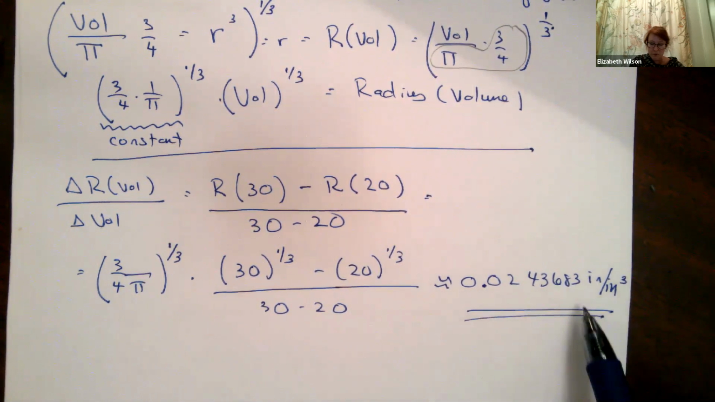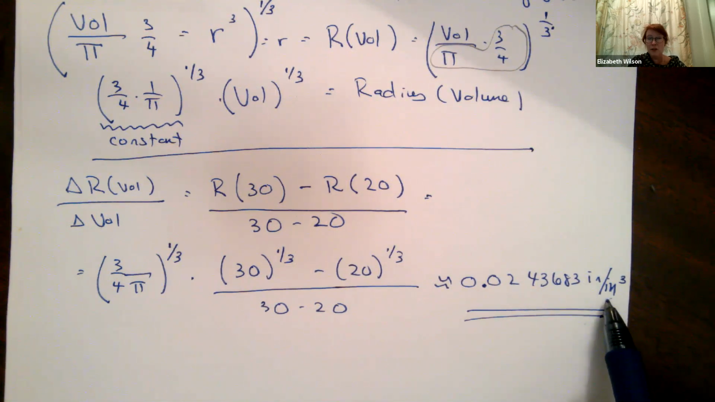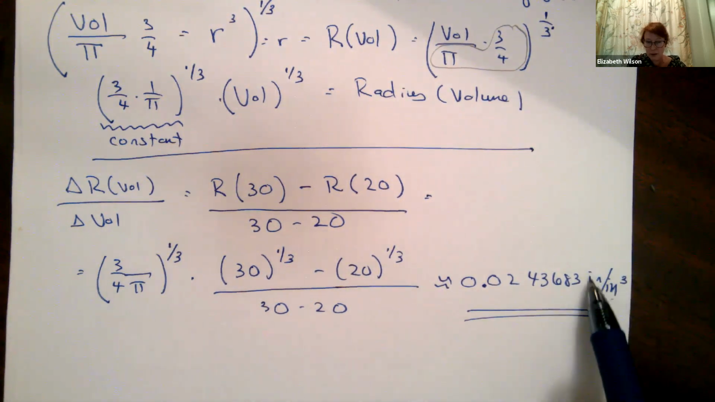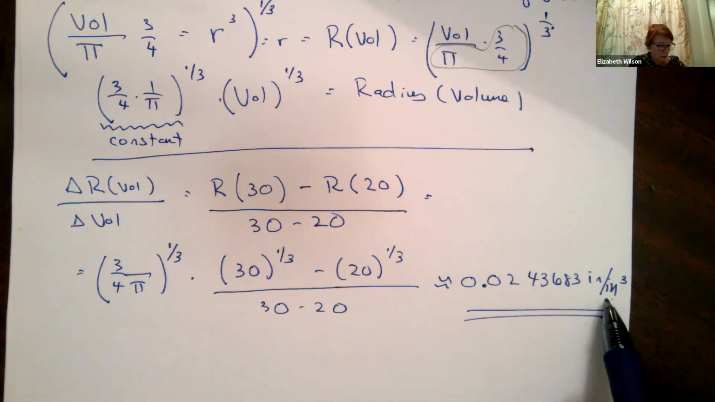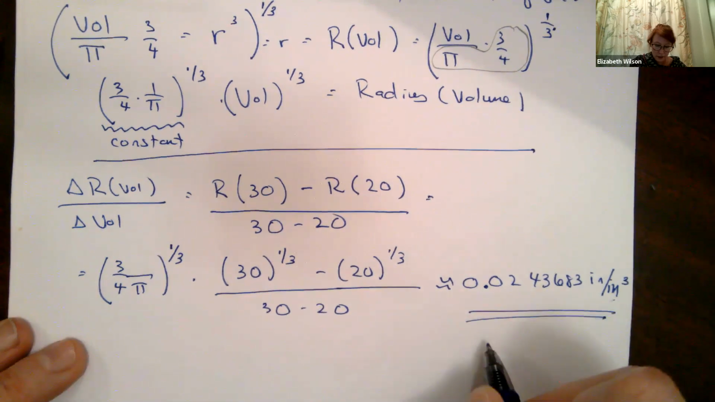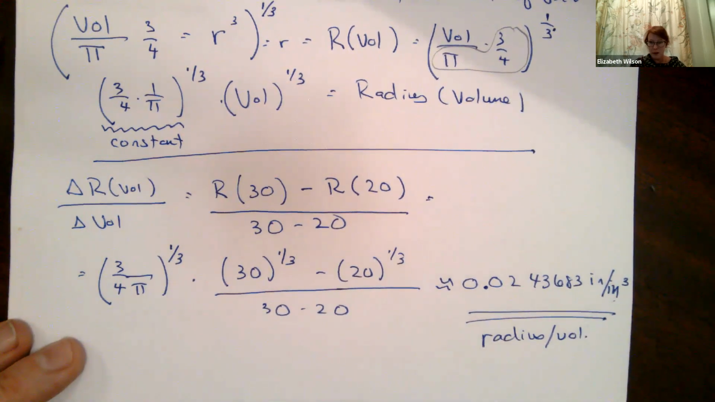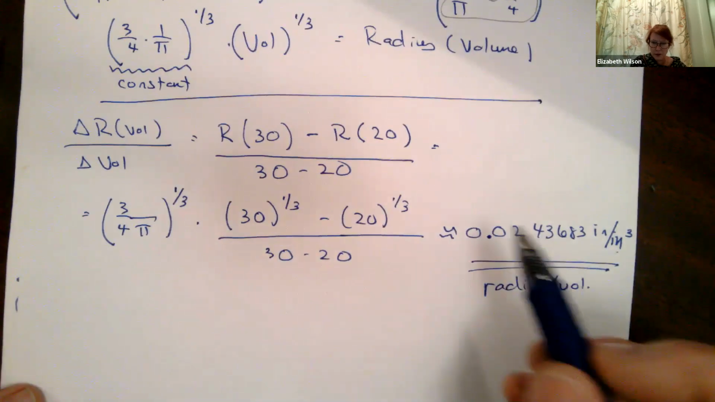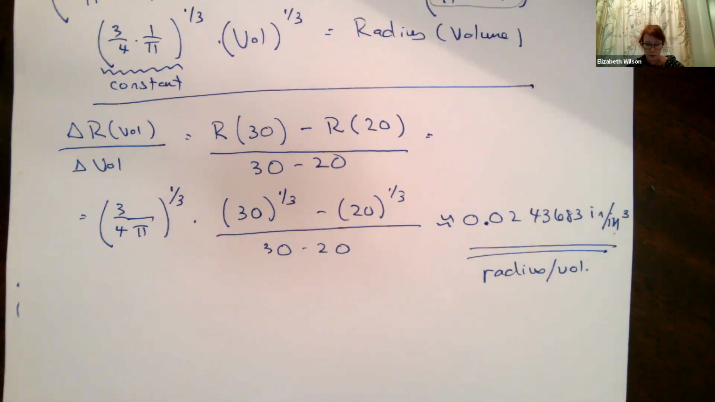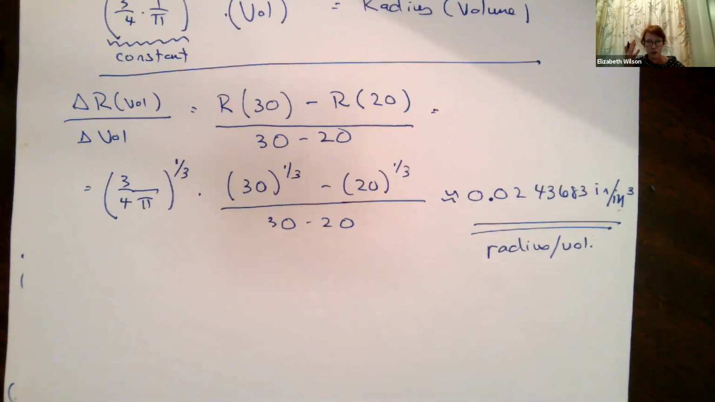This says our radius is changing as a function of volume. Do not simplify this. This isn't something to simplify. This represents a rate. Our radius is represented in inches. Our volume is represented in cubic inches. This is radius per volume. So this is our answer. I'm going to write it in words. You don't have to write it in words when you answer things, but I'm going to write it in words so that you can know what we're talking about here.